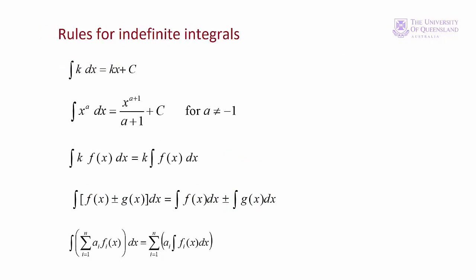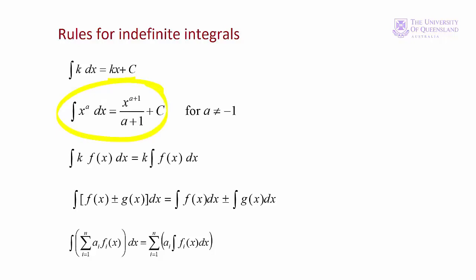Since integration is the inverse of differentiation, we can apply rules that undo differentiation. Most of these should be familiar from Lecture 4. We're just reversing the process. Firstly, the integral of a constant k is just kx plus c. This is the rule we apply most frequently.